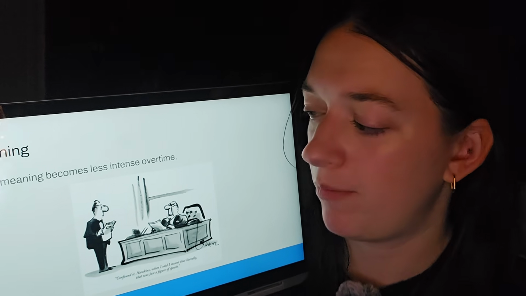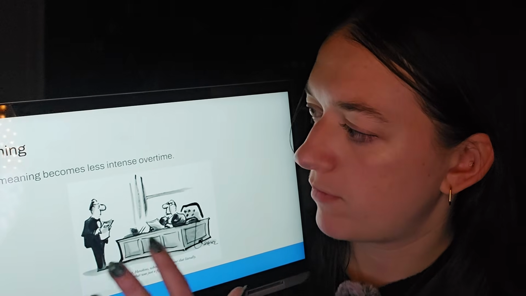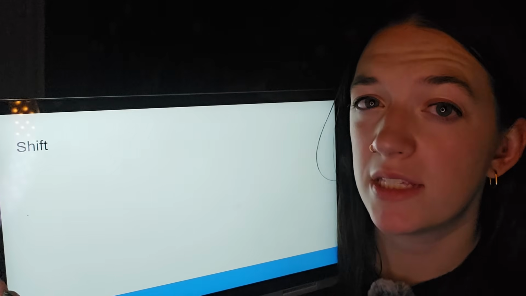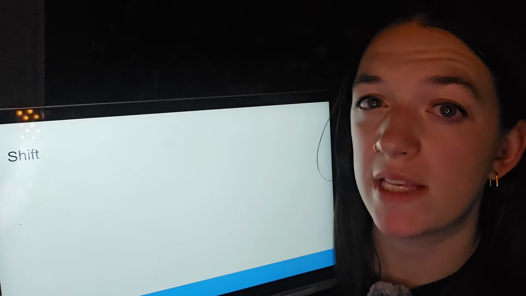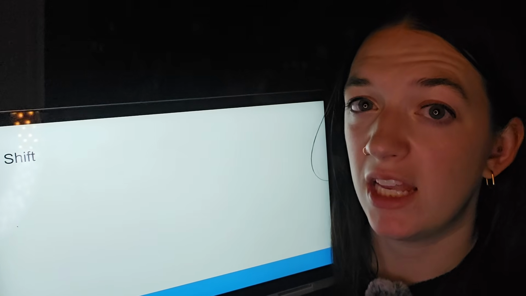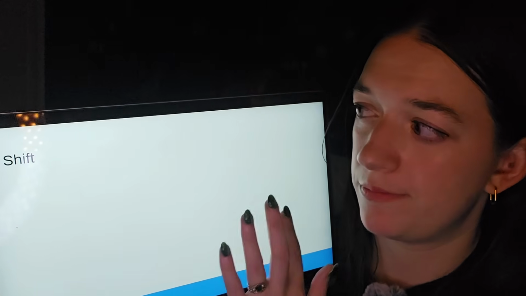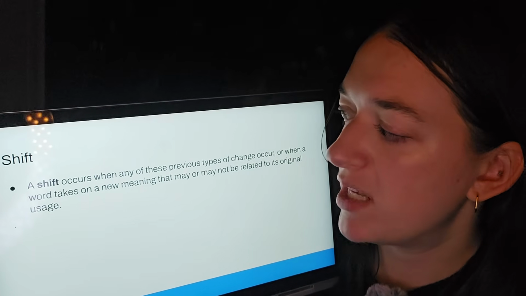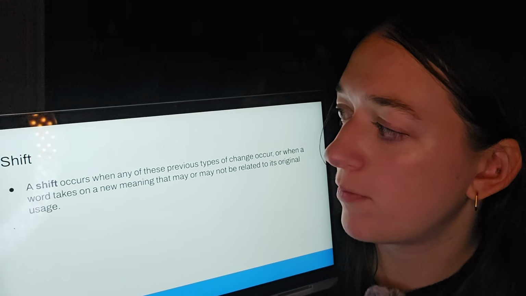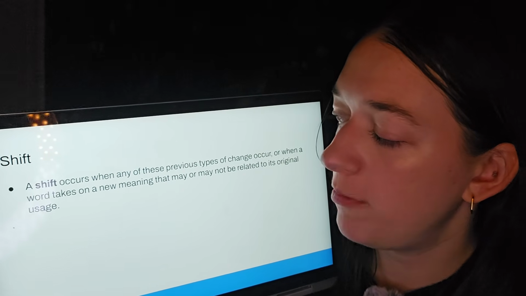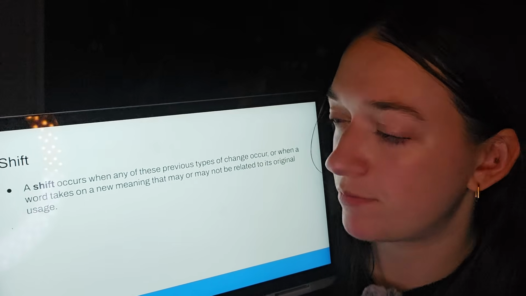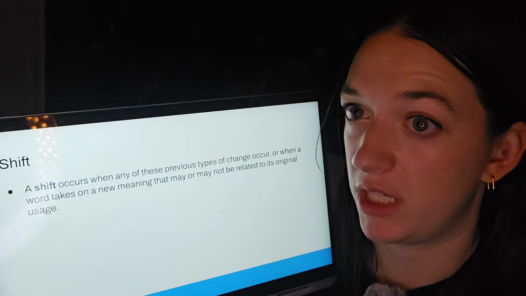And of course, shift can happen not necessarily randomly, but it doesn't always fit cleanly into one of these categories. So shift occurs when any of these previous types of change occur, or when a word takes on a new meaning that may or may not be related to its original usage.